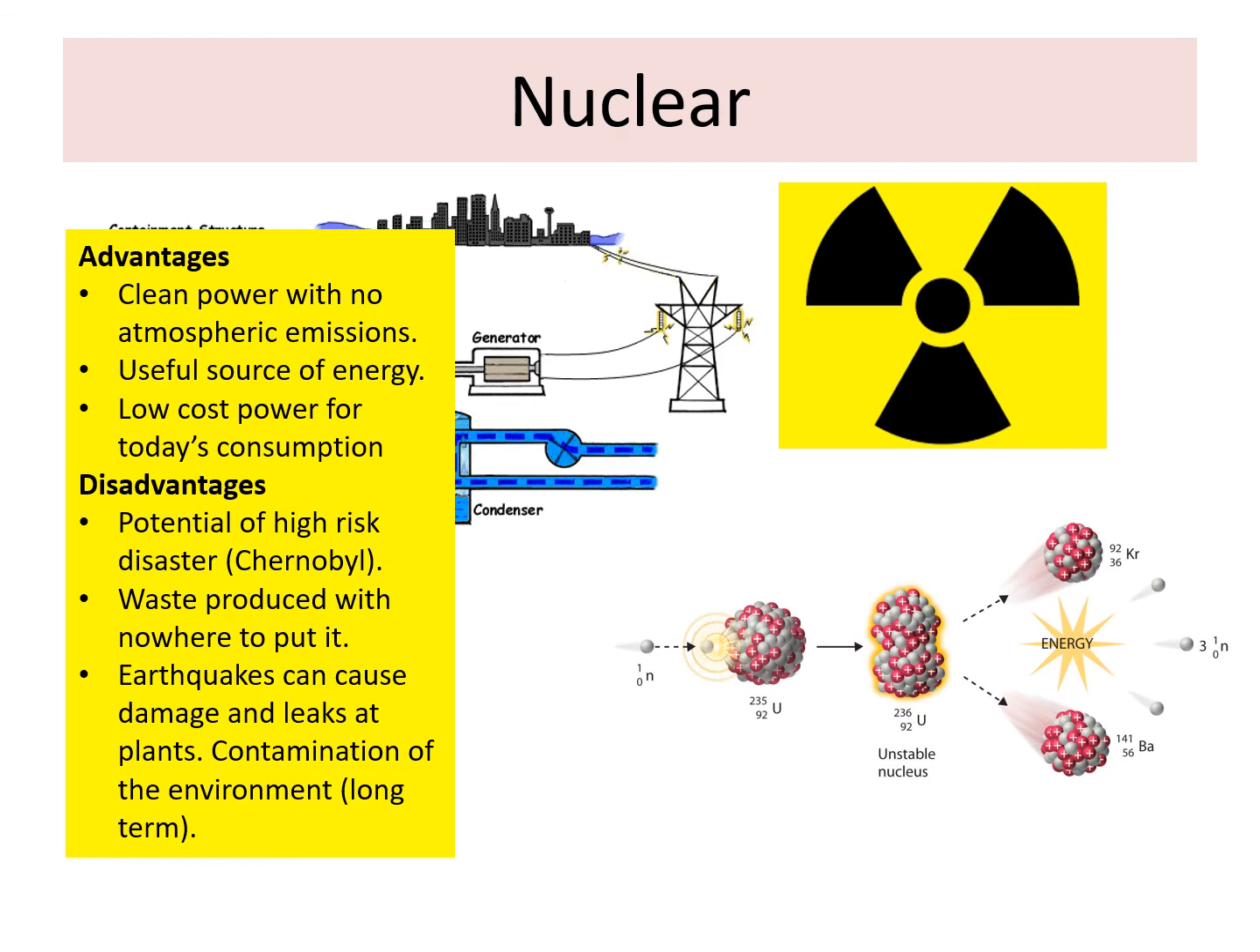The potential high risk of disaster, for example, the Chernobyl disaster. Waste produced with nowhere to put it. And earthquakes can cause damage and leaks to plants. Contamination to the environment can be long-term and very dangerous for humans and animals.